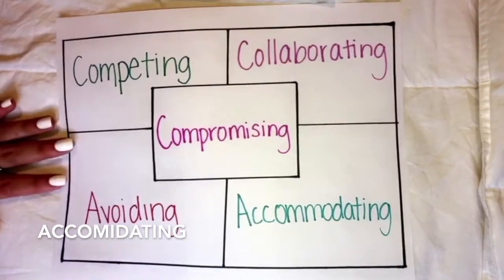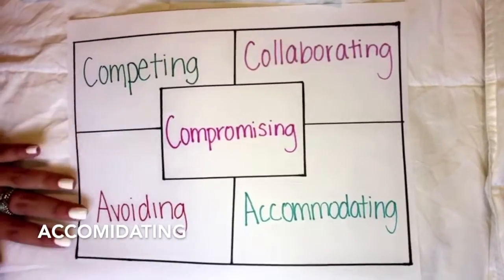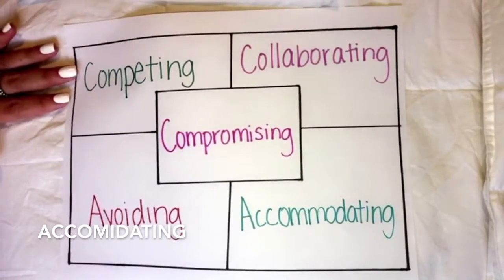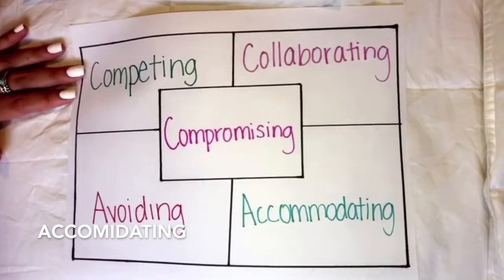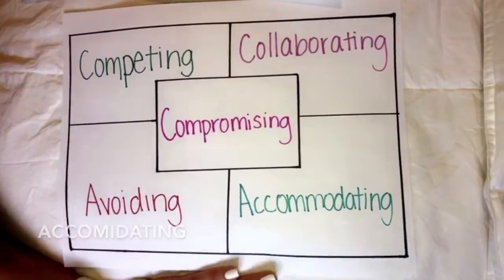This is representative of the Thomas Kilmann conflict mode instrument. It allows you to see that up this way, you have a higher level of assertiveness, and then over here with accommodating, you are more cooperative.